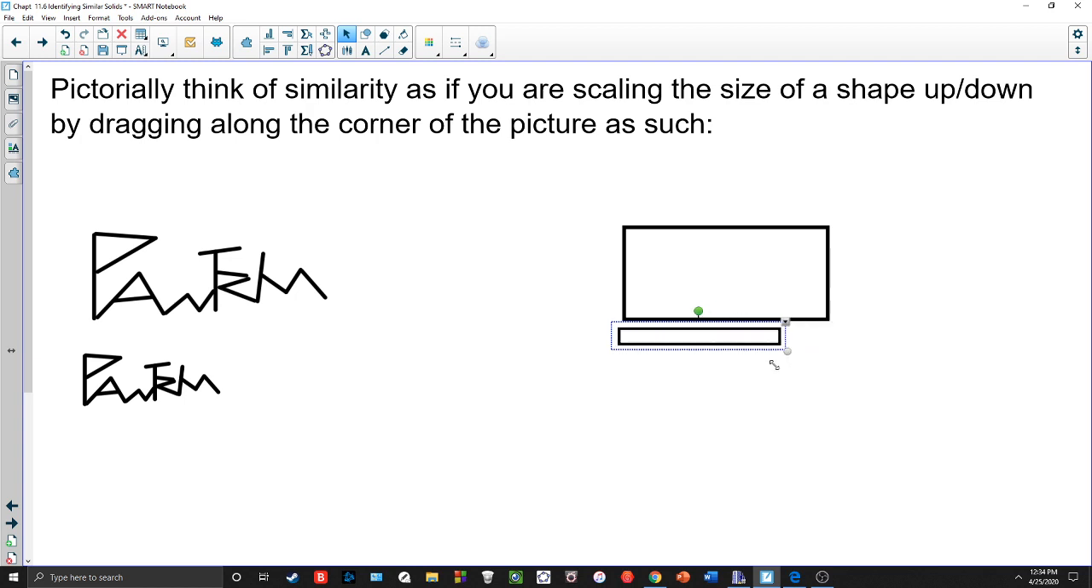Even if I did it like this, these are still not similar, because yes, the length and the width have both gotten smaller, but the height of the shape has shrunk a lot more than the length of the shape has. Because it's not an equal shrinkage on both pieces, it can't be similar. Similar means that each piece has been shrunken or enlarged by the same scale factor.